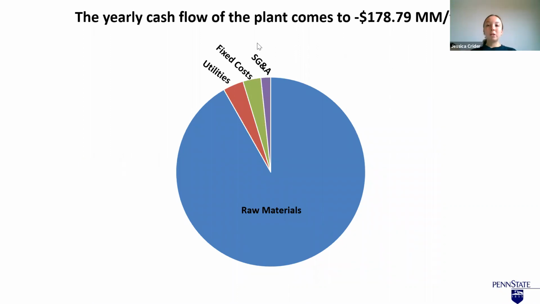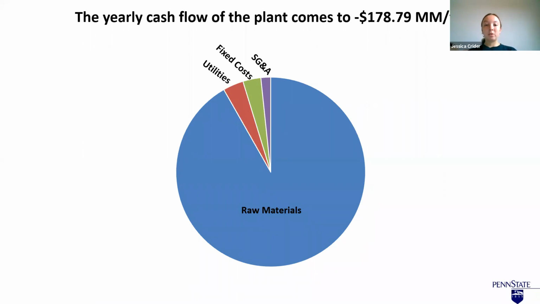So first, I want to talk a little bit about our annual cash flow, and it ends up being around negative $178.79 million per year. And if you look at the pie chart below, it depicts all the ongoing costs that go into calculating this cash flow.